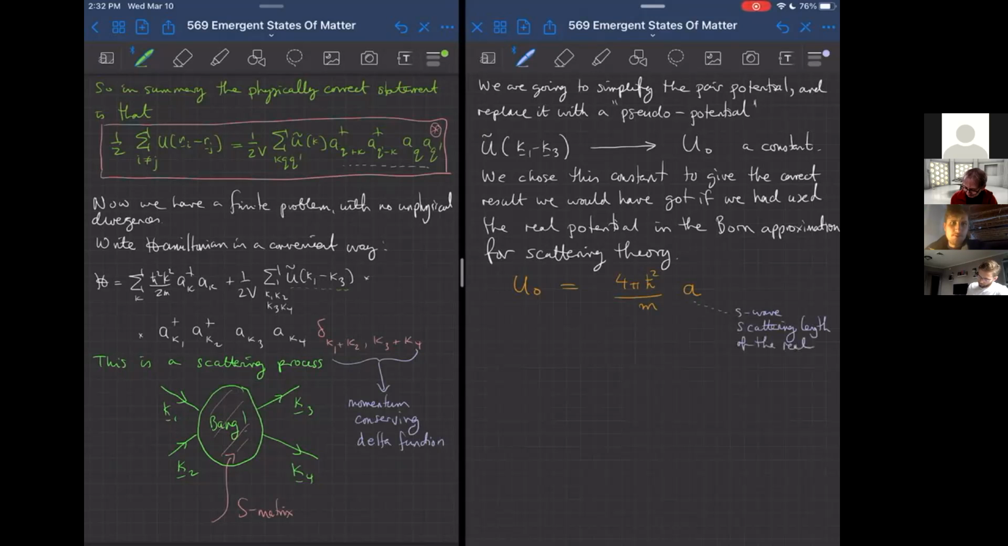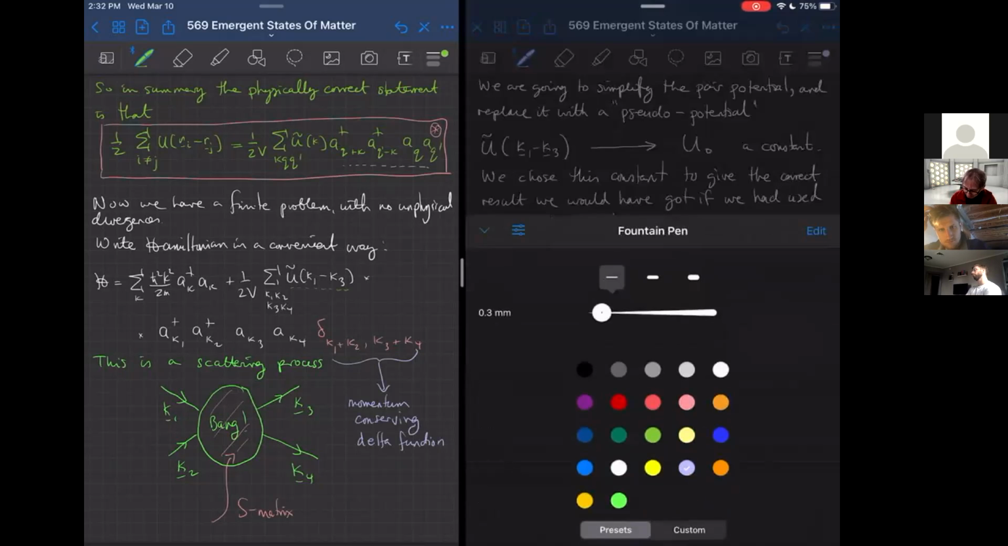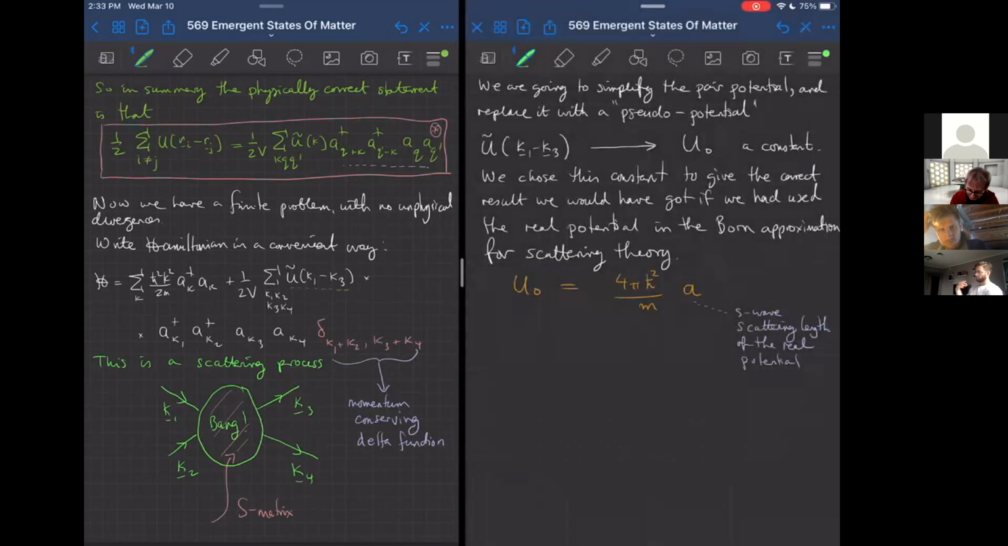Of the real potential. And that's going to be the only thing that matters in the far field of the scattering of the particles. I'm not going to derive it because I don't want to spend a week teaching you the quantum mechanics for this. So for those of you who want to look this up, you can look in Landau and Lifshitz.